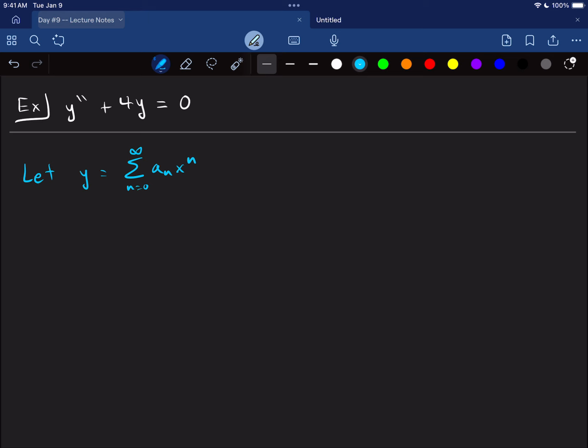So let's go ahead and continue taking some derivatives of this. I'll have n a sub n x to the n minus 1, and then y double prime is equal to n times n minus 1, a sub n x to the n minus 2. Just doing some power rule derivatives there.